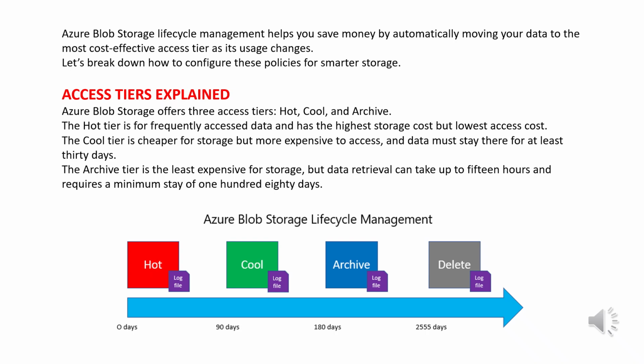Access tiers explained. Azure Blob Storage offers 3 access tiers: Hot, Cool, and Archive. The Hot tier is for frequently accessed data and has the highest storage cost but lowest access cost. The cool tier is cheaper for storage but more expensive to access, and data must stay there for at least 30 days. The archive tier is the least expensive for storage, but data retrieval can take up to 15 hours and requires a minimum stay of 180 days.